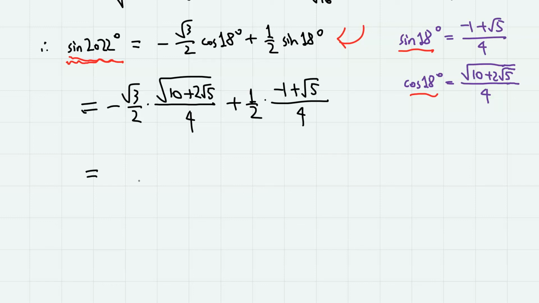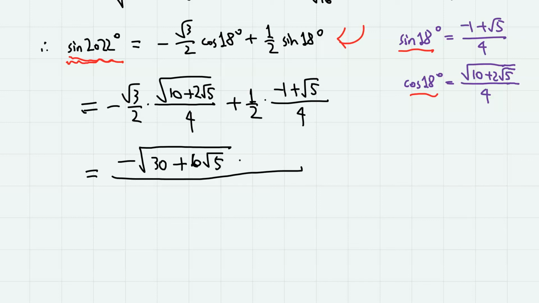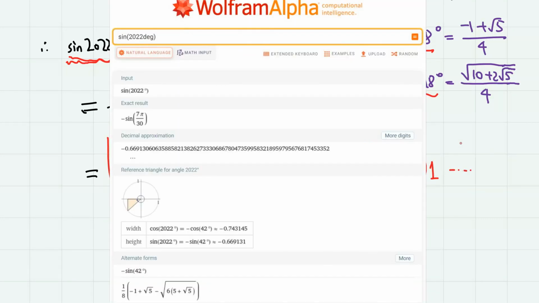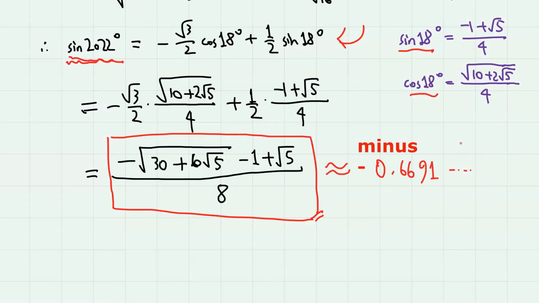And if we carry out the calculation, we obtain minus square root of 30 plus 6 times square root of 5 minus 1 plus square root of 5 over 8. So this is the exact expression, and it gives the approximate value of 0.6691. So that was the process of obtaining the exact value of sine 2022 degrees.